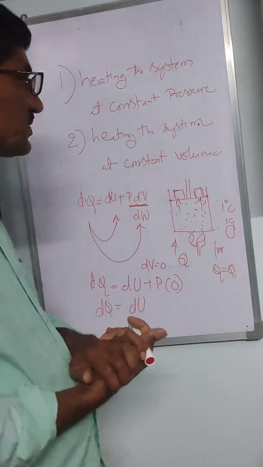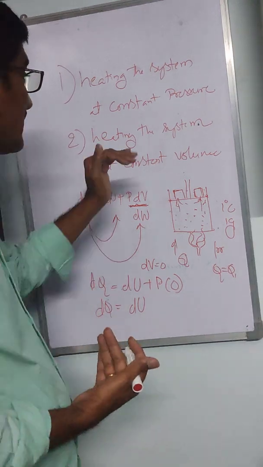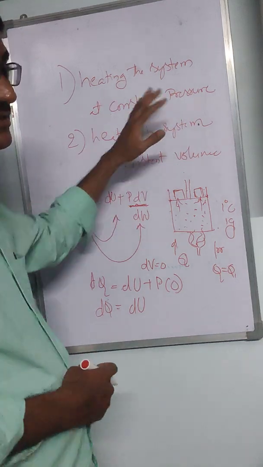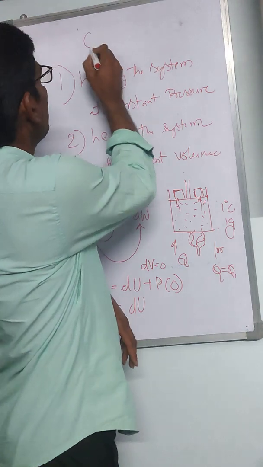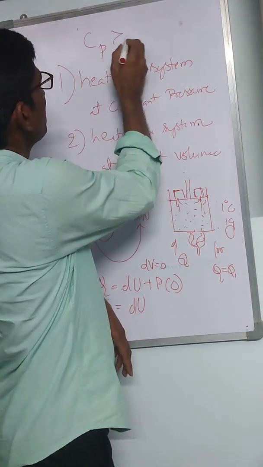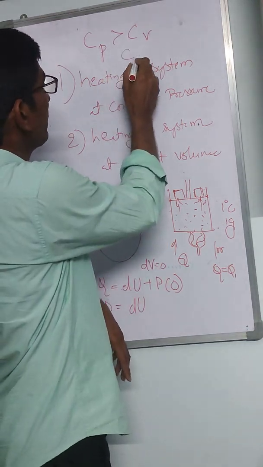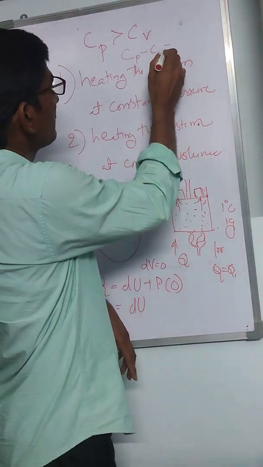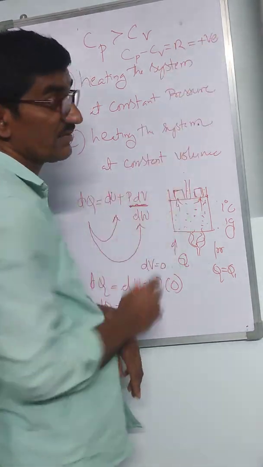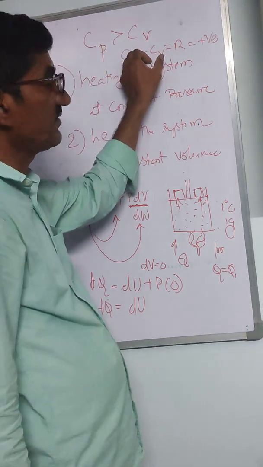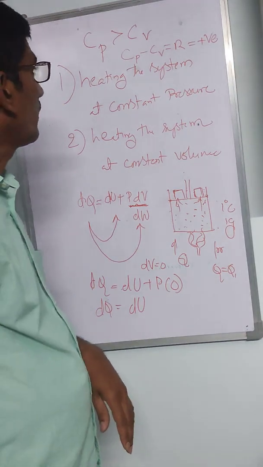You have to supply some more energy. So more heat energy is needed for a 1 degree rise in temperature whenever you are heating the system at constant pressure. So you always find Cp is more than Cv. That's why in case of an ideal gas, you always have Cp minus Cv is equal to R, which is a positive quantity. Why? Because Cp is always greater than Cv.